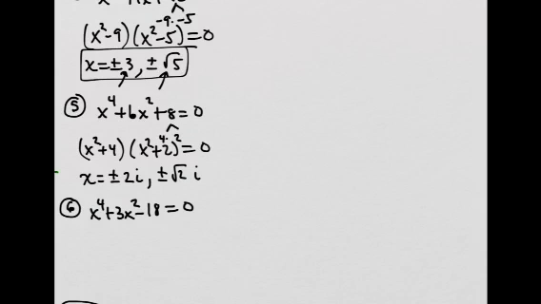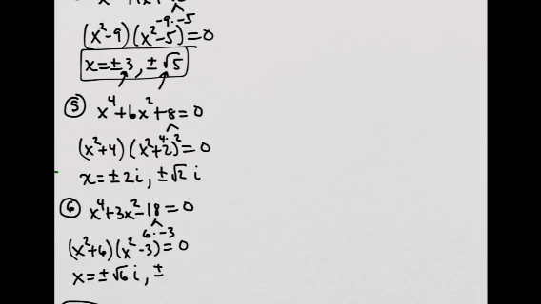Okay, for number 6, very similar to the previous 2 problems, you've got positive 6 and negative 3, that adds up to 3 and multiplies to give you negative 18. So x squared plus 6, x squared minus 3. So for the first factor, x is plus or minus the square root of 6i, and for the second factor, x is equal to plus or minus the square root of 3. So 2 imaginary and 2 real zeros for this one.